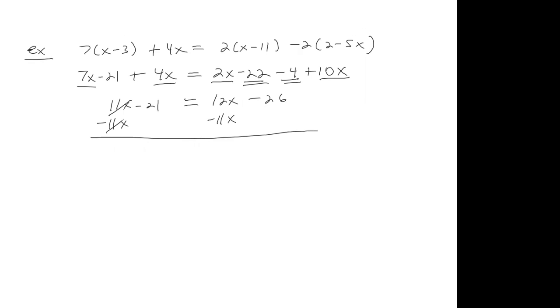So that gets me negative 21 is equaling 12x minus 11x is x minus 26. I now add 26 to both sides to balance out the minus 26 there. These are gone, and I do get 5 equaling x.